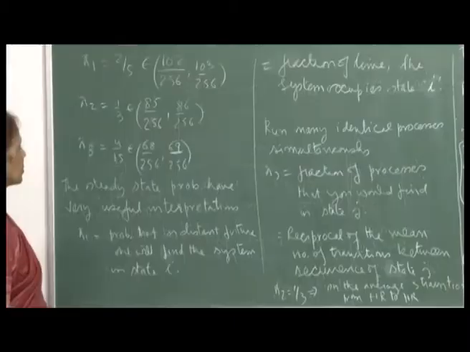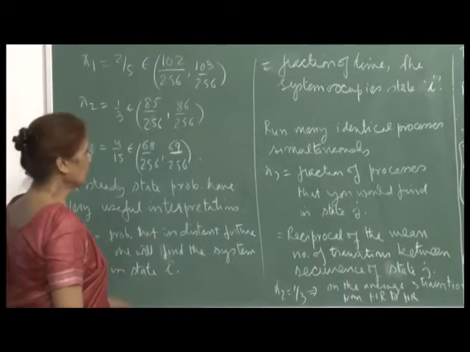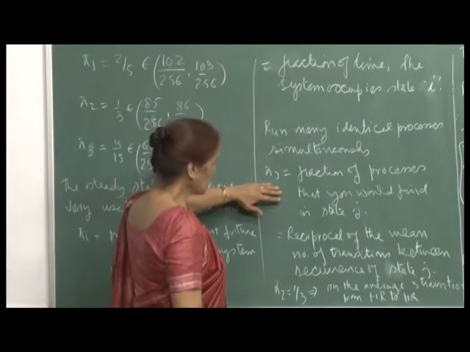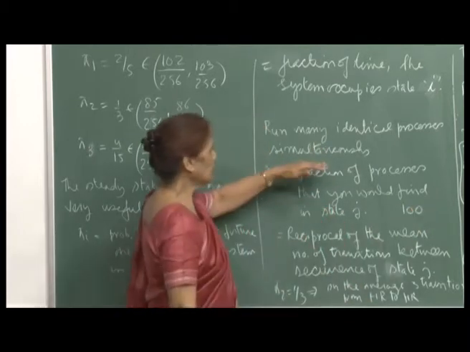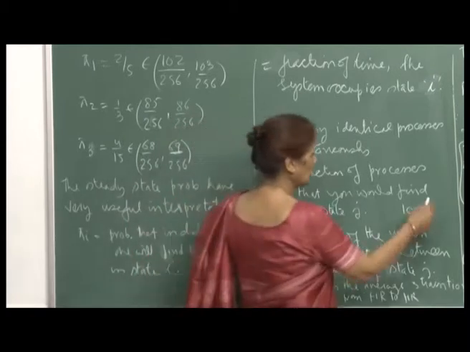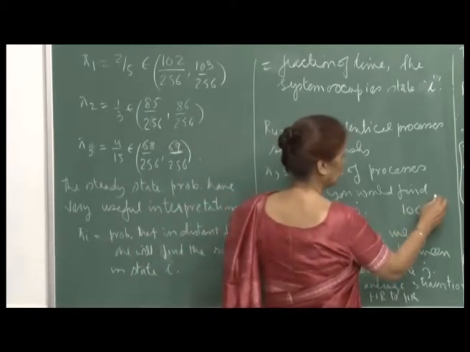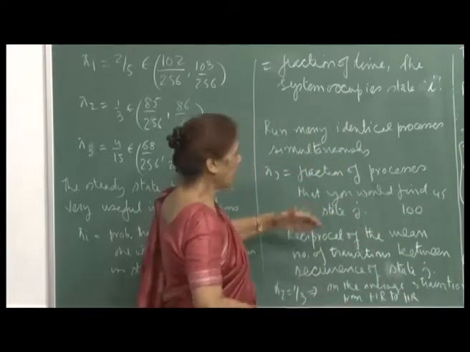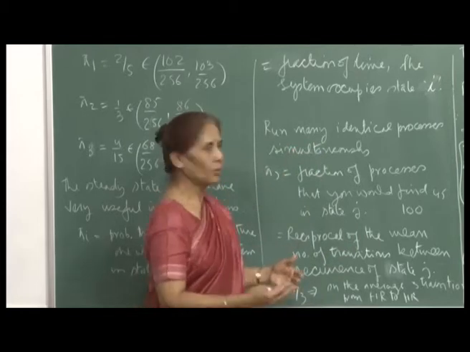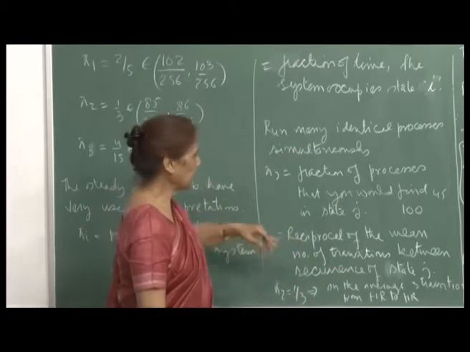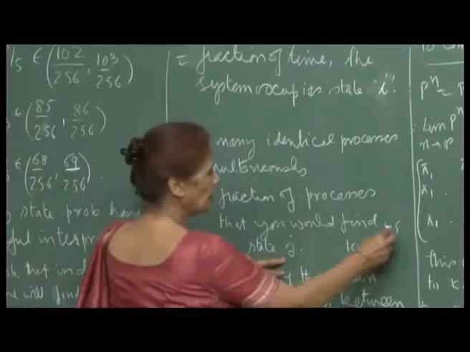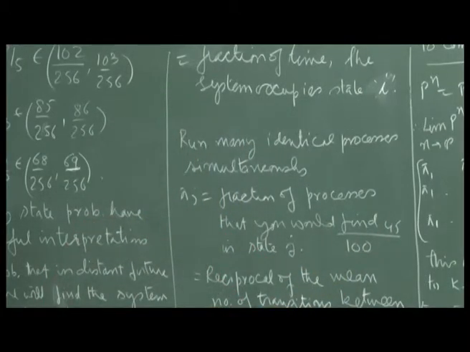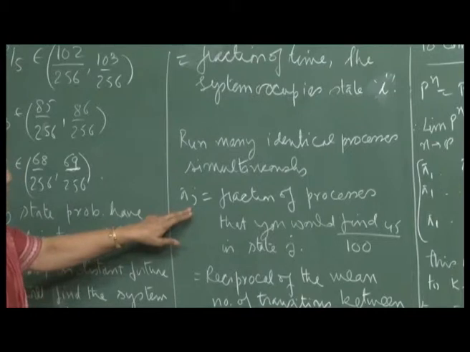Now, if you run many identical processes simultaneously, then pi j would come out to be the fraction of processes that you would find in state j. That means, suppose you run 100 identical processes simultaneously, and maybe 45 of the processes are in state j at that particular time. Of course, you let the processes run for a long time, and then after a certain period you find out how many of these processes are occupying state j. So, if that comes out to be 45, then your pi j would be approximately 45 upon 100.